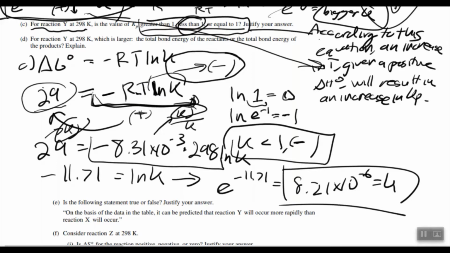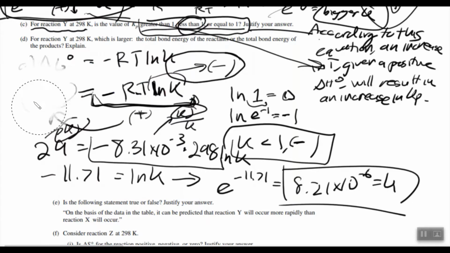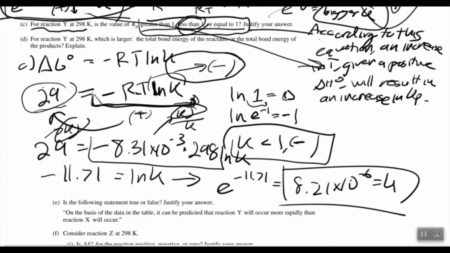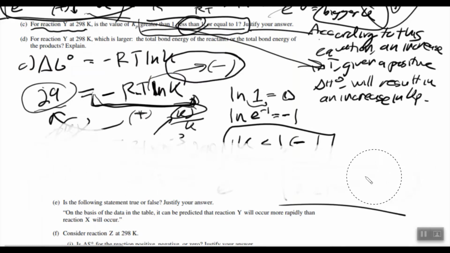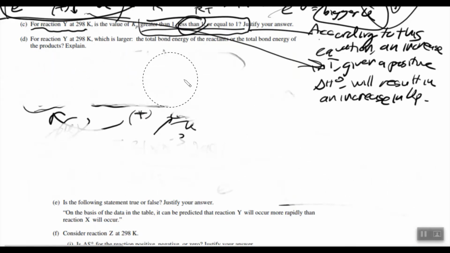So now, let's do D. So let me erase all this work. Erase, erase. And what does D say? Oops, I don't want to erase all that work because some of that's actually the question that we need to answer. So let's take a look at D.